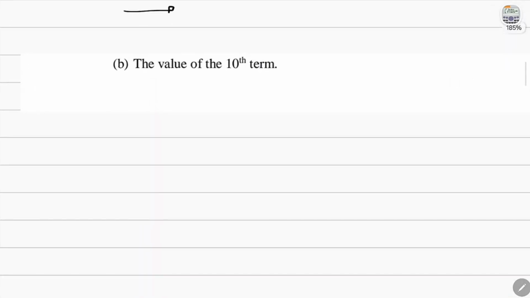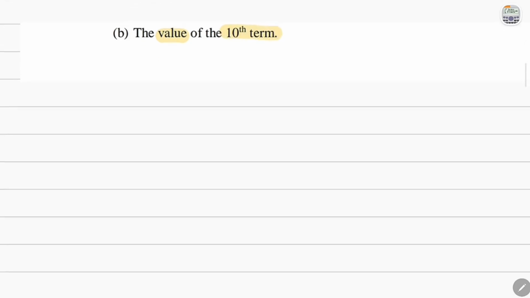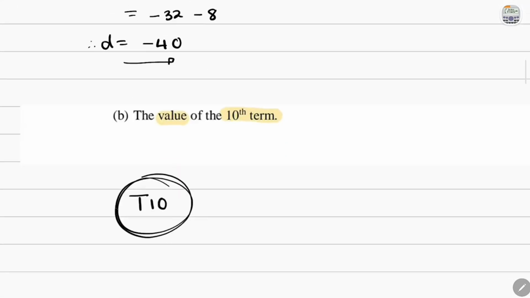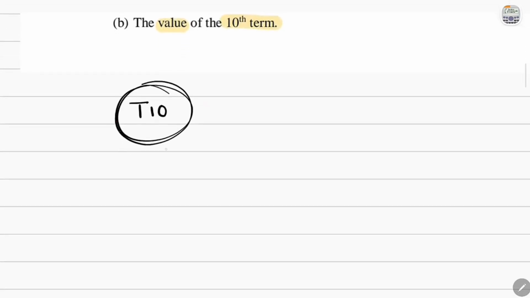Question B says we need to determine the value of the 10th term. Okay, so they're asking for term number 10. So for us to do this, to find the 10th term, because we know we can't just start counting term 3 and then term 4 and then we keep going, we clearly need to find the nth term first, okay? The formula of this pattern. So if we find that, we can easily find term number 10.